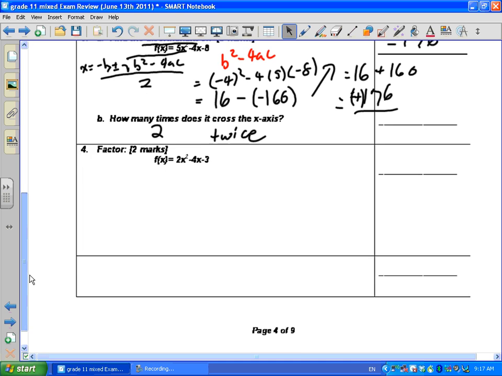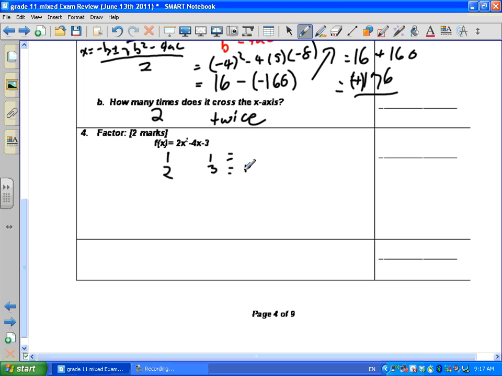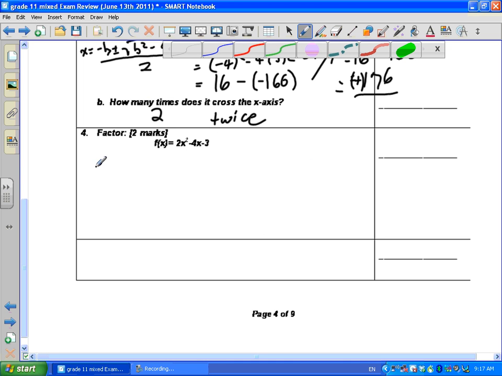Question 4. Factor. Hopefully you guys remember this stuff. Find the factors of the first term and the last term. The product's got to add up to the middle term. Am I able to do it? It's not working. So what do I have to do now? Good. So I couldn't use our factoring, so I'm going to use our quadratic formula.